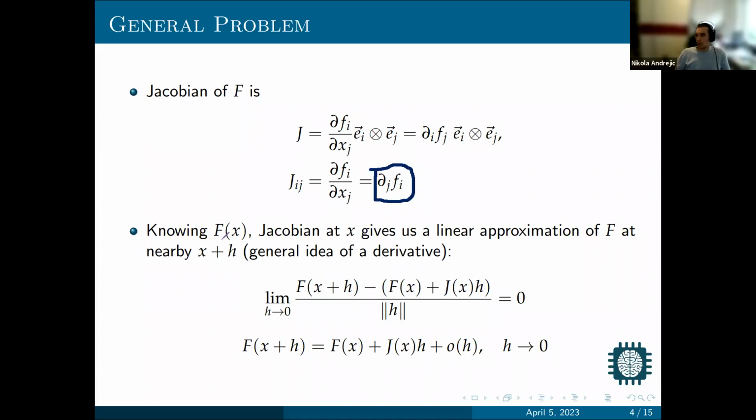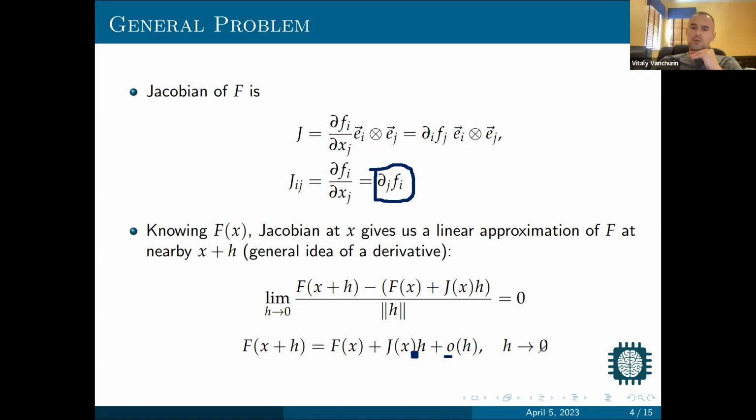What does it tell us? Well, knowing f at point x, the Jacobian at x gives us a linear approximation of f at a nearby point x plus h, which is the general idea of a derivative. We can express this through a limit, but using the small o notation is more clear. That tells us that f at x plus h is approximated by f of x plus the Jacobian times h, where this is the matrix multiplication with the column vector h, plus a small o, i.e. an infinitesimal of h to the first degree as h goes to 0.